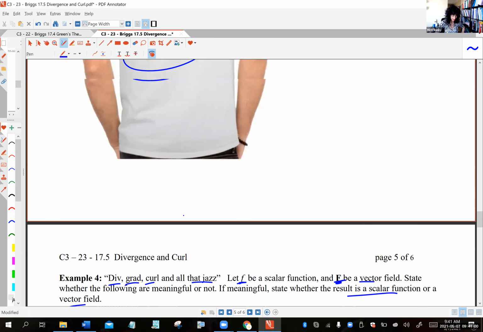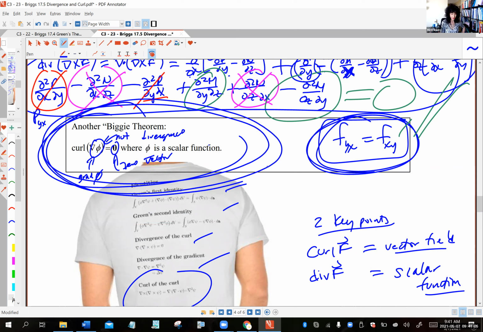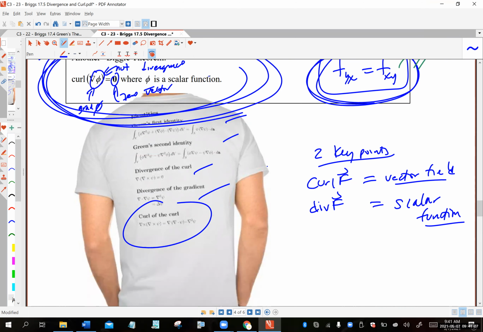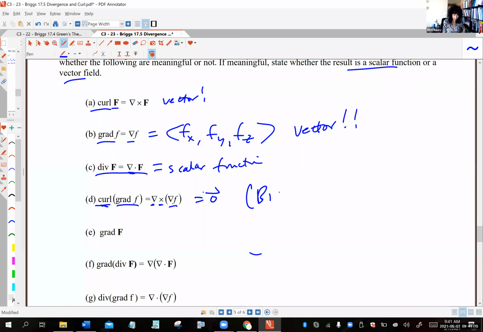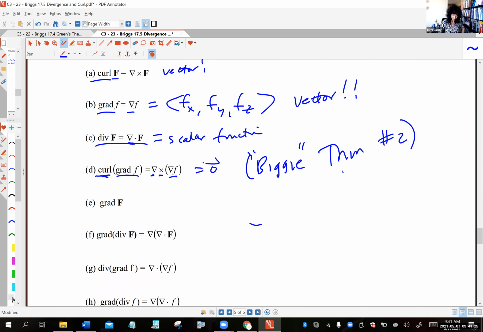I'll give you a hint. It's zero. It's a zero vector. Yeah, and it is meaningful. It's Biggie theorem number 2. Yeah, it's a vector. Specifically, it's the zero vector, not just any vector.